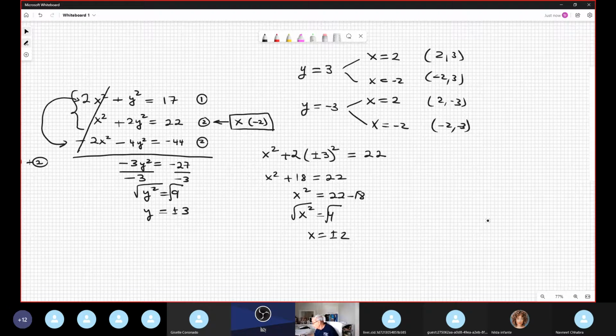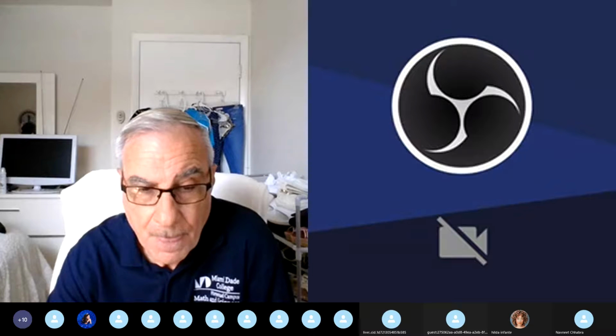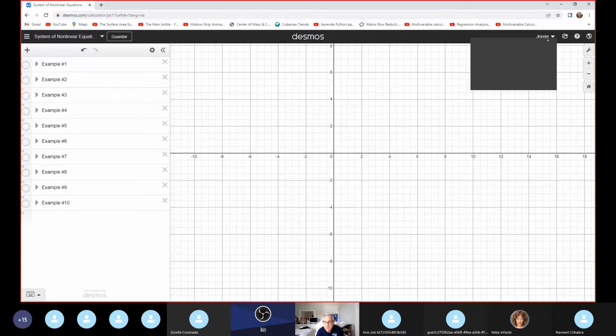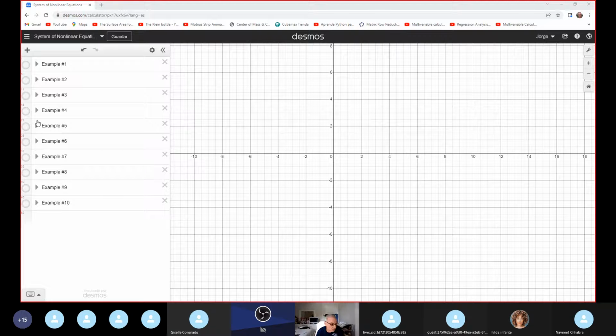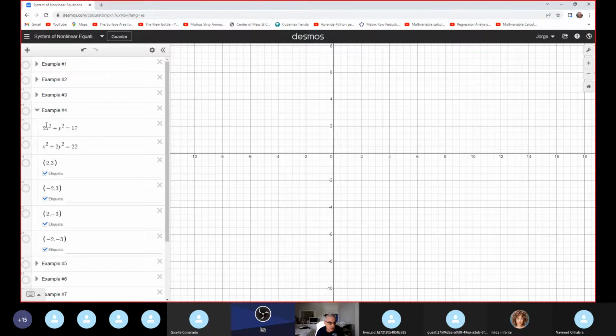Okay. Now, as always, for confirmation that we are doing well, we put in decimals, right? Let me show you. There you go. This is example 4. Here. Do you see decimals? Yes or no? Yes. Cool. Look at example 4. In example 4, I put the equations and the 4 points we found. Look, this is the answer.